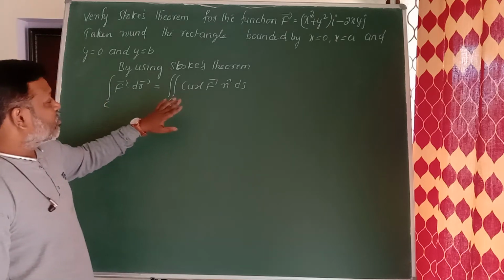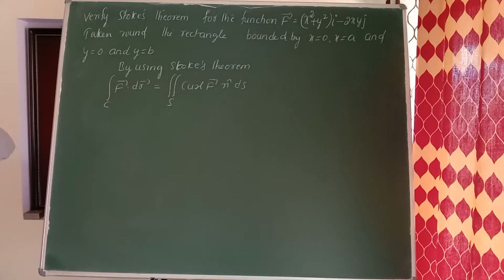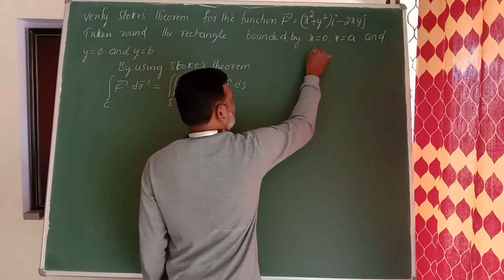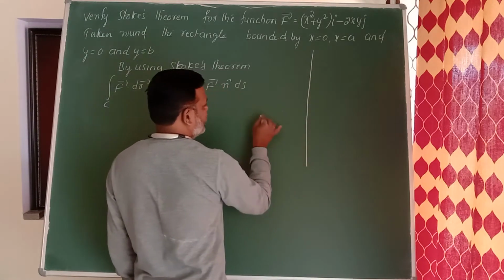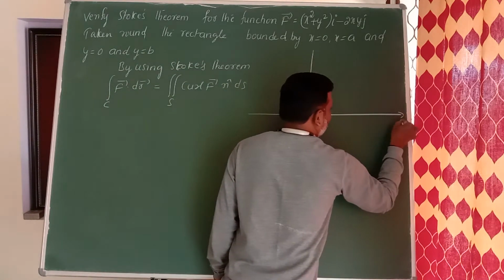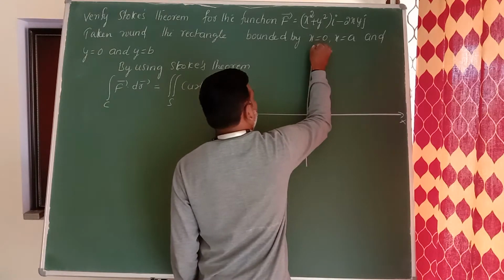Before going to verify this, let us write down a rectangle here bounded by x is equal to 0, x is equal to a, and y is equal to b. Okay, I can write something here. This is, as you know, very simple. This is the x-axis and y-axis.